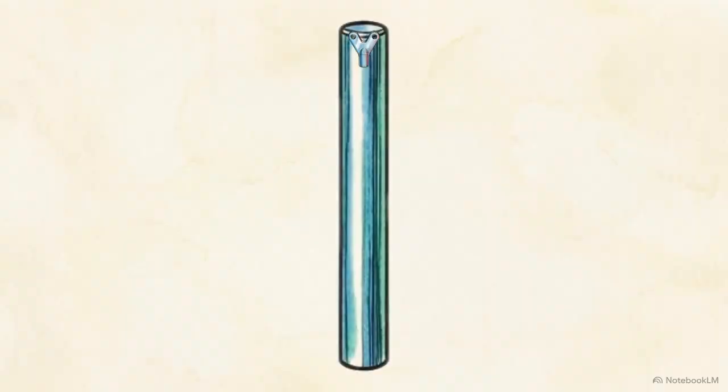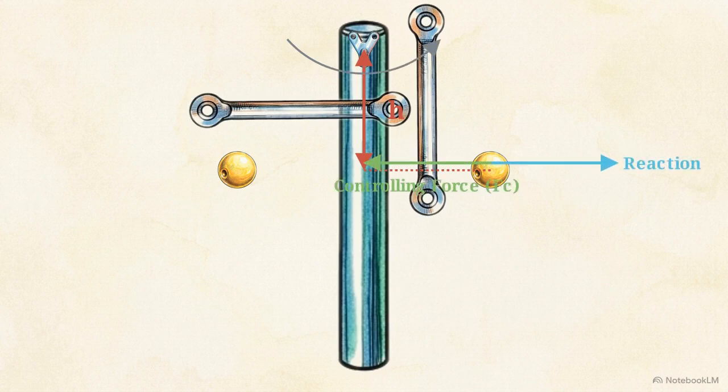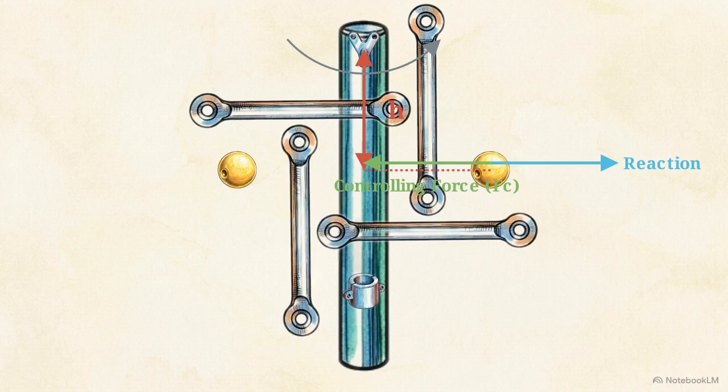Let's map the geometry of this system. The height of a governor, denoted by H, is strictly the vertical distance from the center of the flyball to the exact point where the arm axes intersect the spindle. When the governor runs at an equilibrium speed, the outward centrifugal reaction is perfectly balanced by an inward radial force. We call this the controlling force, or FC. In loaded models, this inward force is provided by the downward weight of the sleeve.